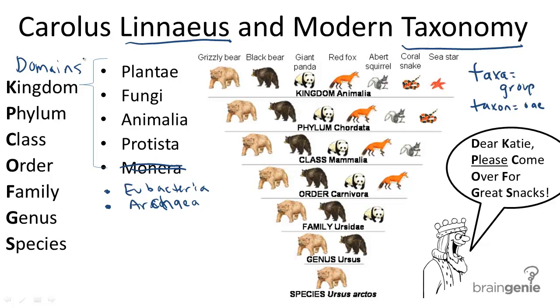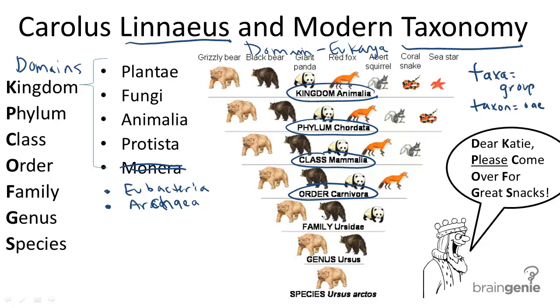Let's take, for example, the grizzly bear. The grizzly bear is actually in the domain Eukarya because it is made of complex organelles in its cells, eukaryotic cells to be precise. Its kingdom is Animalia, its phylum is Chordata, class Mammalia, order Carnivora, family Ursidae, genus Ursus, and species Ursus arctos.